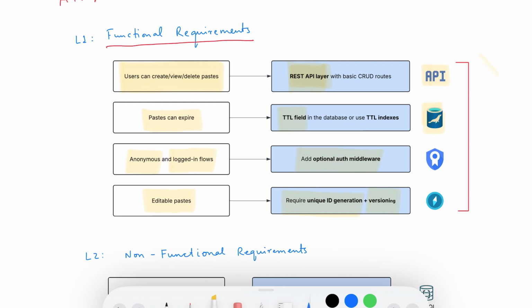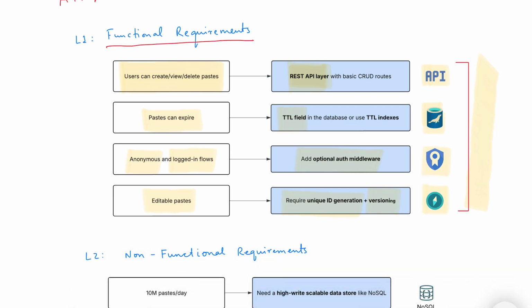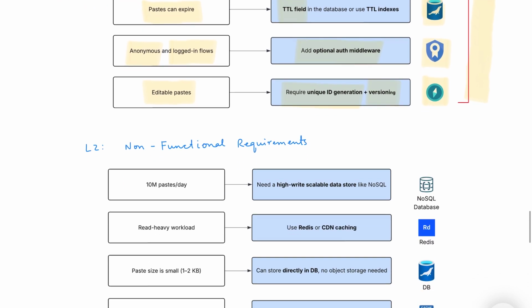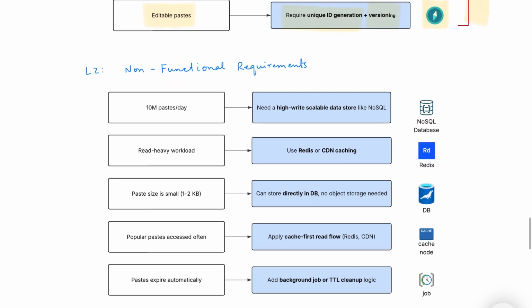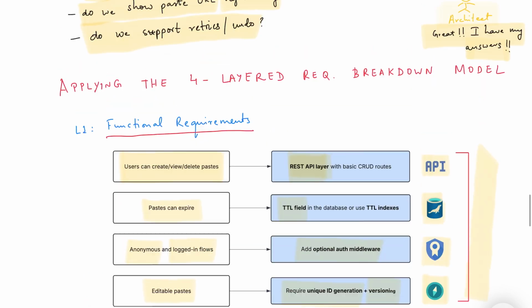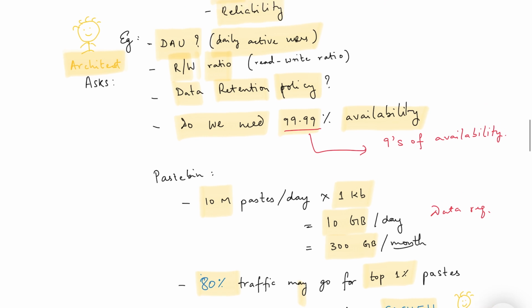I hope it is clear how each of the functional requirement questions that we asked mapped to a design choice in our high-level system design. Similarly, we'll look at every layer, and how the questions asked help us deduce a design choice. The second one is non-functional requirements. So in case of non-functional requirements, let us see what questions our architect asked.